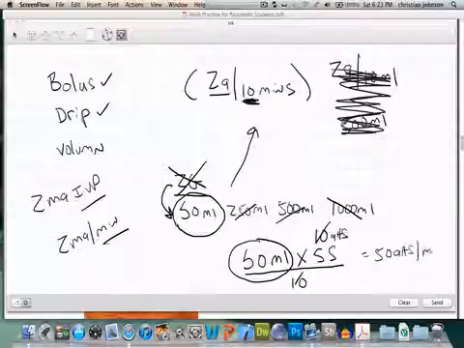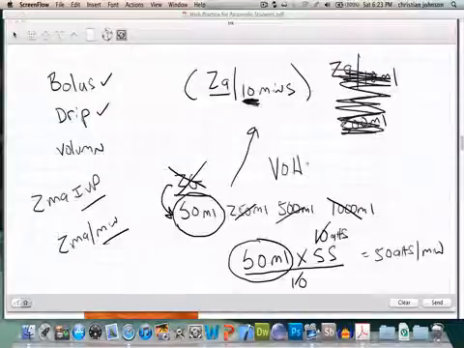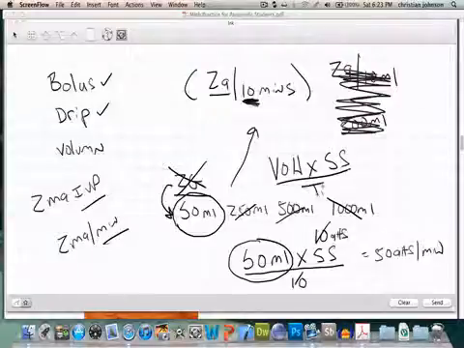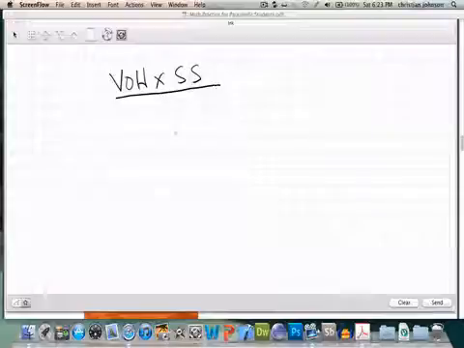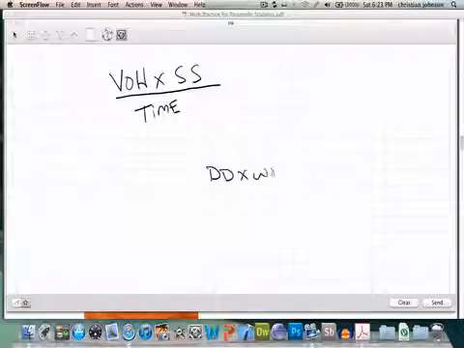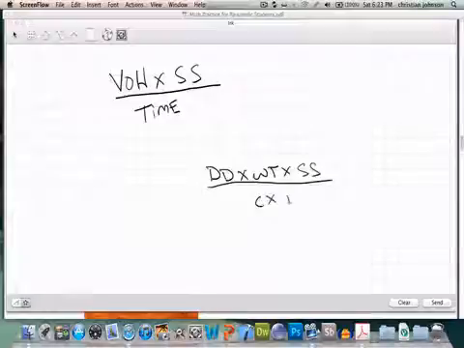Whenever I have a problem that's telling me to give drug over a certain amount of time, the easiest way to do it is to take your volume on hand, times it by your drip set, and put it over your time in minutes. That's your problem. So we can do volume on hand times our solution set over time. Well, let's go back to the master formula, see if that works, over concentration and time.